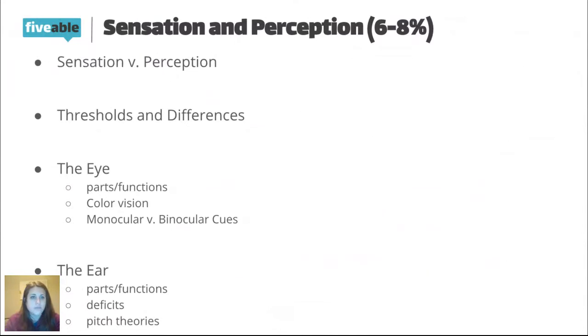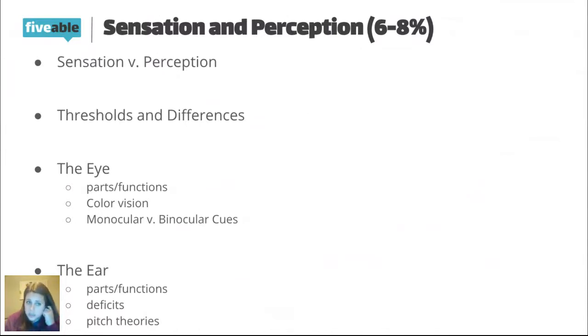And then the two big senses that you should review from this unit are the eye and the ear. You should know a little bit about smell and touch and taste as well, but the eye and the ear are the really heavy hitters in this unit. So make sure you know the parts and the functions of the eye. Make sure you understand the theories behind color vision and how we see. And then understand the Gestalt principles and the things that go into monocular and binocular cues.